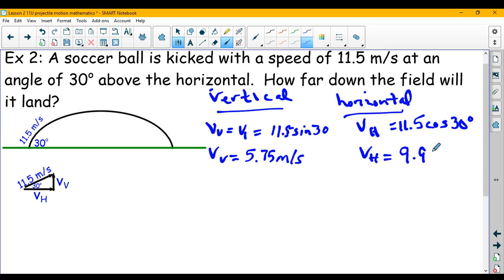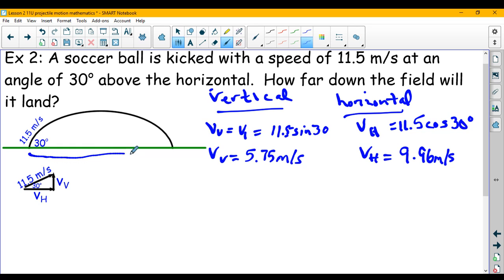So I got 9.96. Now I know the 30 degrees is only 2 sig figs, but I'm keeping that extra digit because this is not a final answer. I'm allowed to keep extra digits, and actually I should be encouraged to because it keeps the accuracy as we go along.